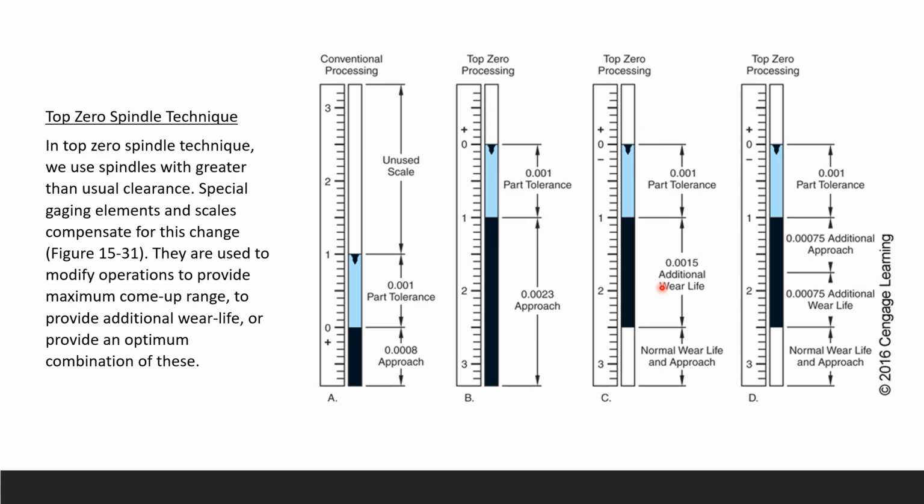We're going to continue that, and you will see you have additional wear life. So that's a 0.0015, and that's your normal wear life and approach. Why do we get this? Because this approach is giving you a maximum come-up range, and that's the reason why you have additional wear life right there. So when you add them up, you have additional approach and additional wear life, which is better than your normal wear life and approach.